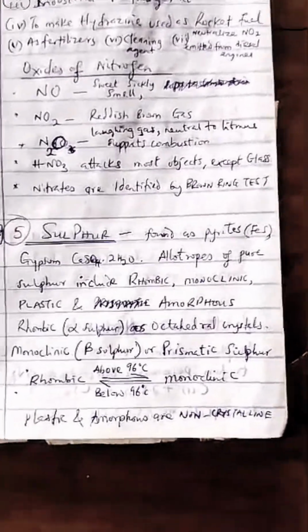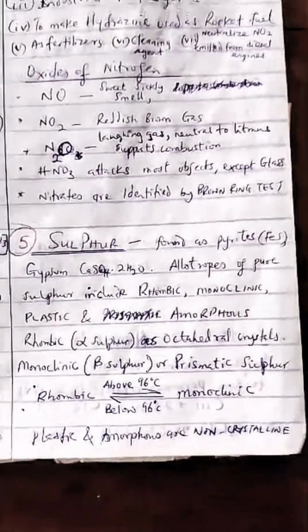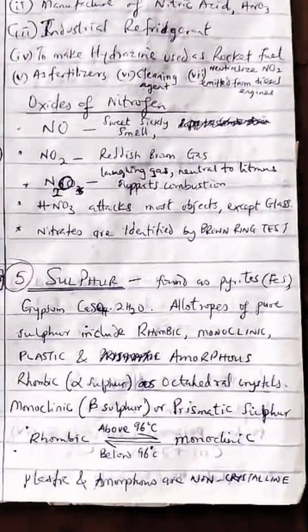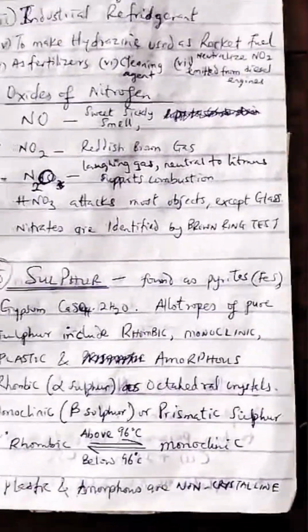So we continue our series on non-metals. We've looked at non-metals like chlorine and nitrogen and its compounds. Today we're going to continue on to sulfur. Sulfur is another non-metal.